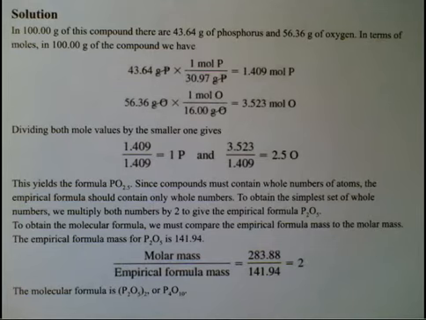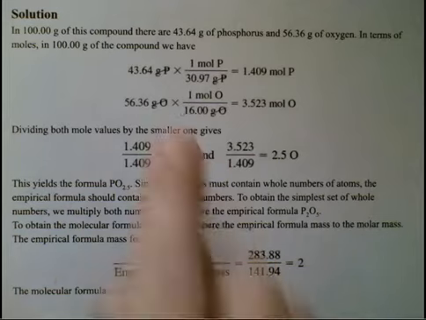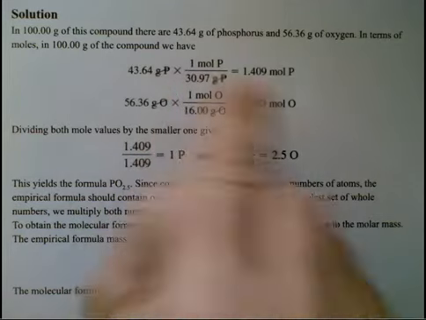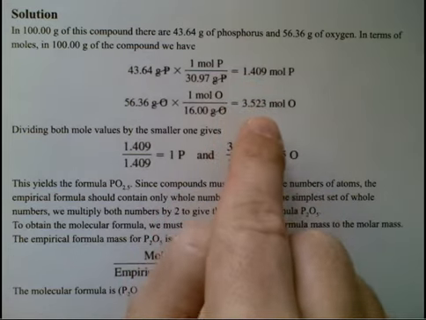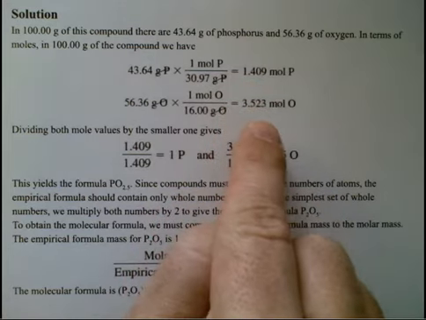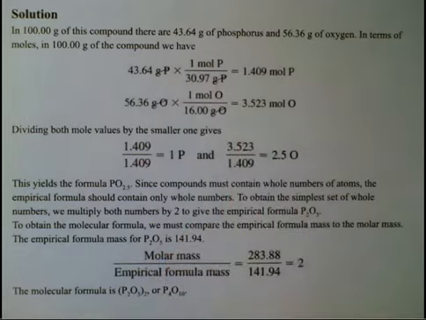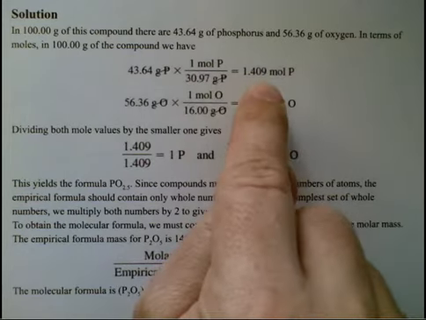So in 100 grams of this compound, there are 43.64 grams of phosphorus and 56.36 grams of oxygen. In terms of moles, in the 100 gram sample, after converting grams to moles, we have 1.49 moles of phosphorus and 3.523 moles of oxygen. When we pick out whichever the smallest one is, that's the smallest mole value right there.